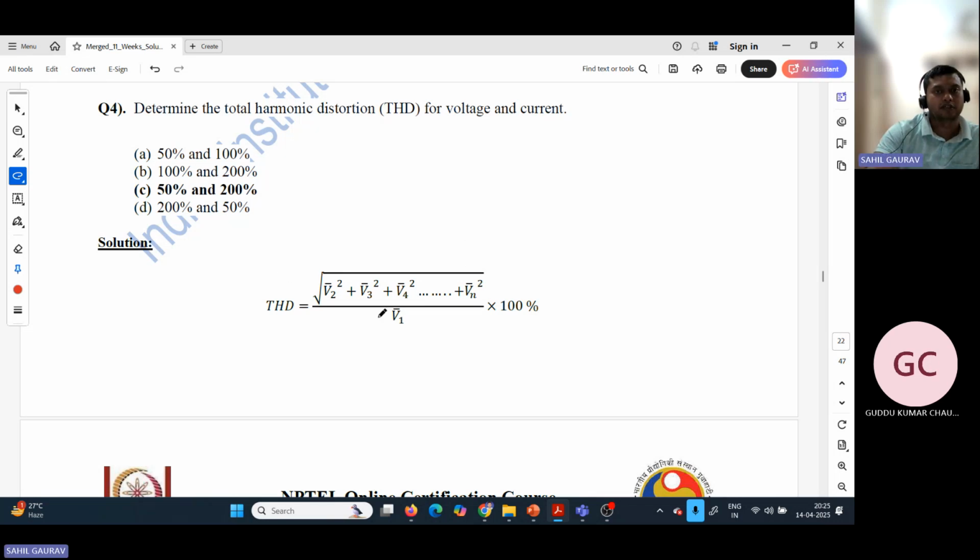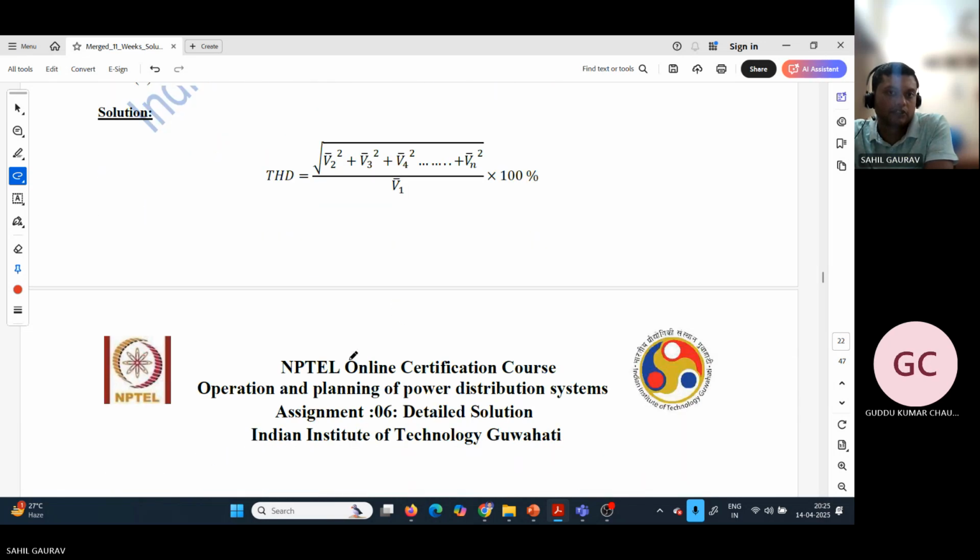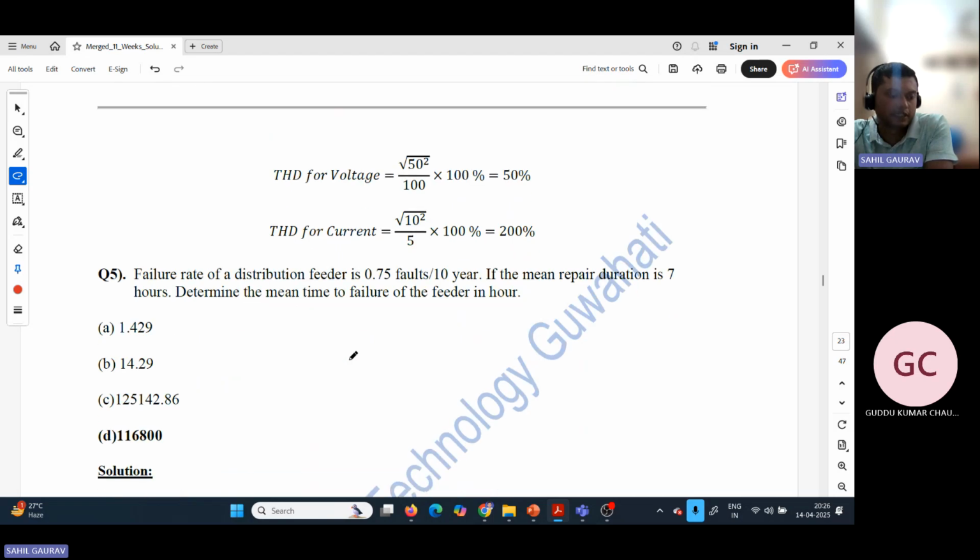The terms in the numerator are harmonic components, which are undesirable frequency components available in the quantity. So we are not taking the fundamental component; it is taken with respect to the fundamental component, which is the desired one. All the terms like V2, V3, V4 are harmonic terms. That's why in the numerator we take the RMS of harmonic terms upon V1. So THD for voltage and current you can find here.